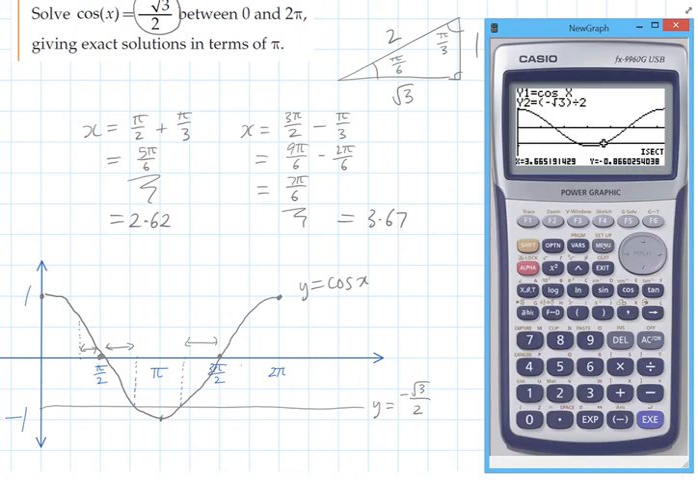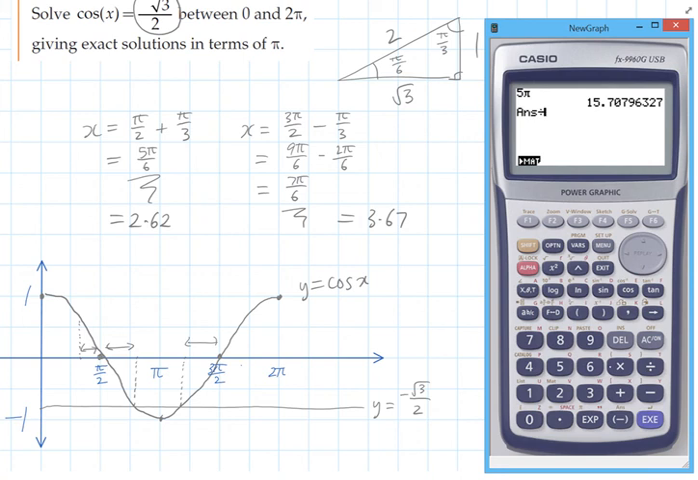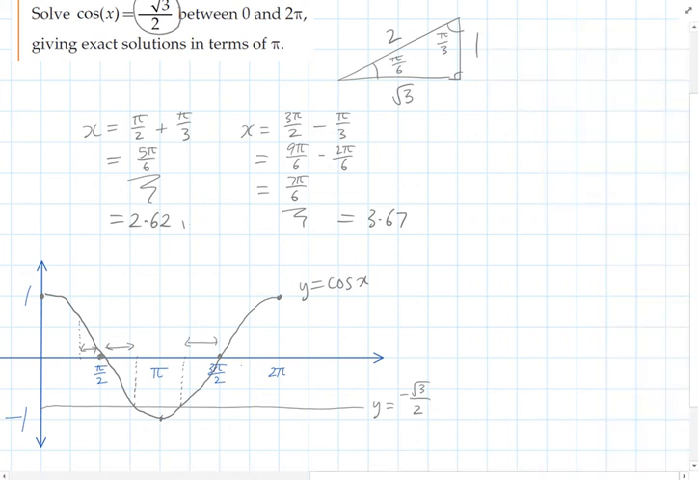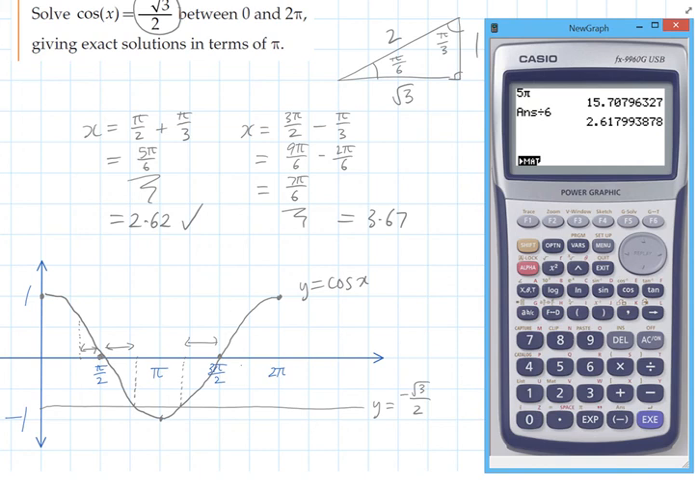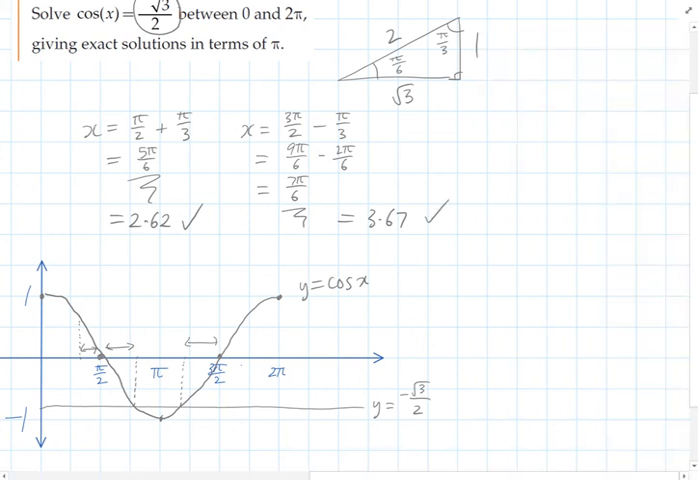And what I want to do is just check that we've definitely got our first answers right, because exact values are always preferable. So 5 pi divided by 6 equals 2.62, so that decimal, that one is correct. And then 7 pi divided by 6 equals 3.67, so we know that that one's right as well.